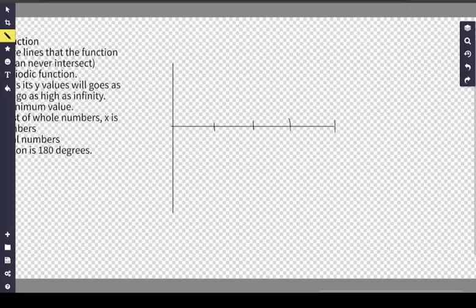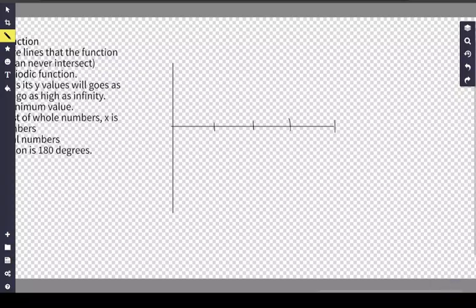For cosine, I want you to put a dot over here. This is your lowest. So let's go ahead and do that. We cross our x-axis at 90, and then we go to our lowest point, and then we get back up. This looks kind of bad because I scaled this out pretty badly.